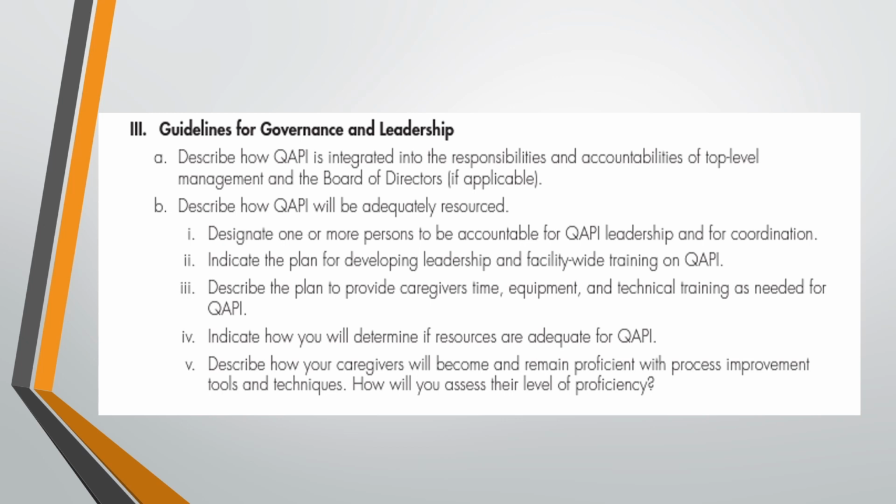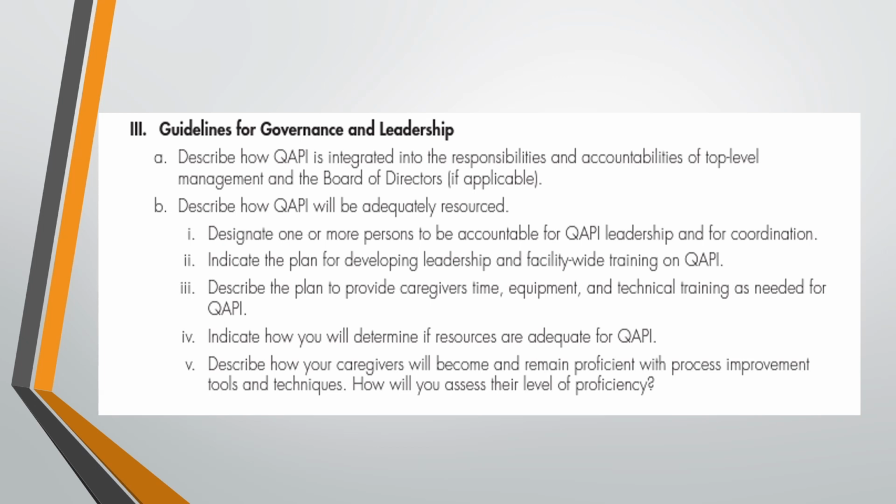Indicate the plan for developing leadership and facility or agency-wide training on QAPI. Describe the plan to provide caregiver time, equipment, and technical training as needed for QAPI. Indicate how you will determine if resources are adequate for QAPI. Describe how your caregivers will become and remain proficient with process improvement tools and techniques. How will you assess their level of proficiency?